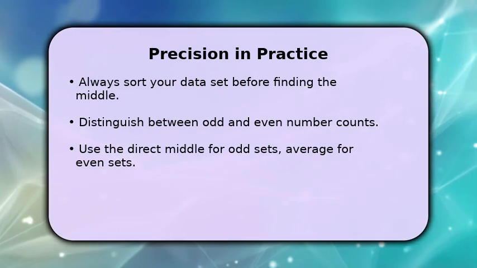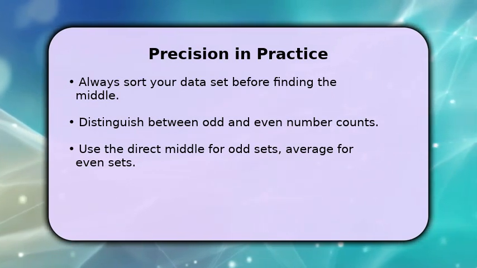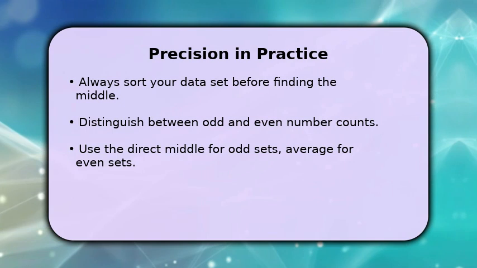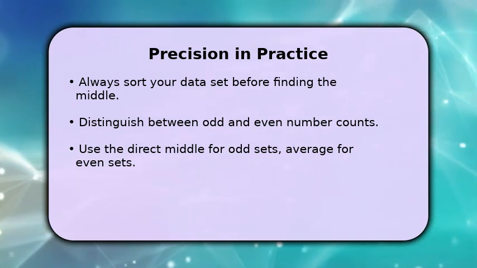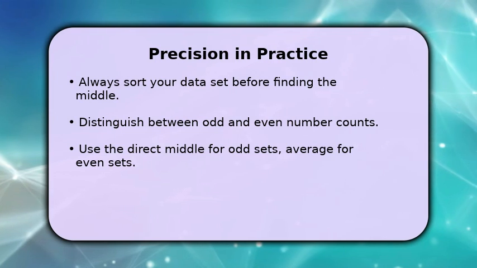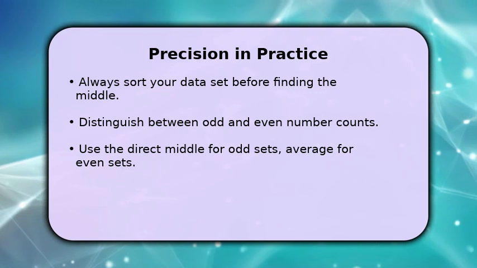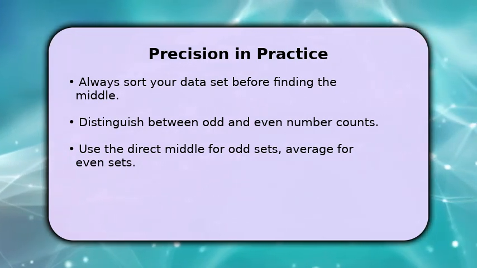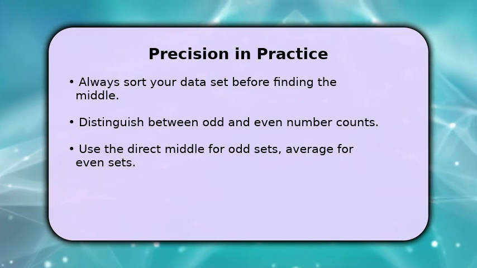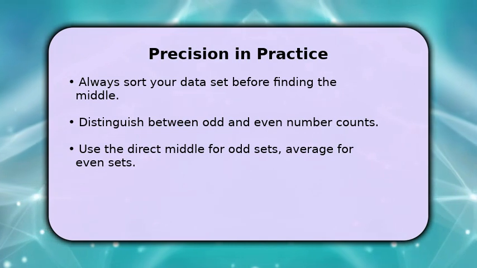Mastering the identification of the middle number without rounding is a valuable skill for data analysis. Remember to always begin by sorting your data, whether it's a small list of 3 numbers or a larger collection of 20. Then, apply the appropriate method, direct selection for odd counts or averaging the 2 central values for even counts. This ensures you always arrive at the most accurate and precise middle number, preserving the integrity of your data. Keep practicing for perfect precision.